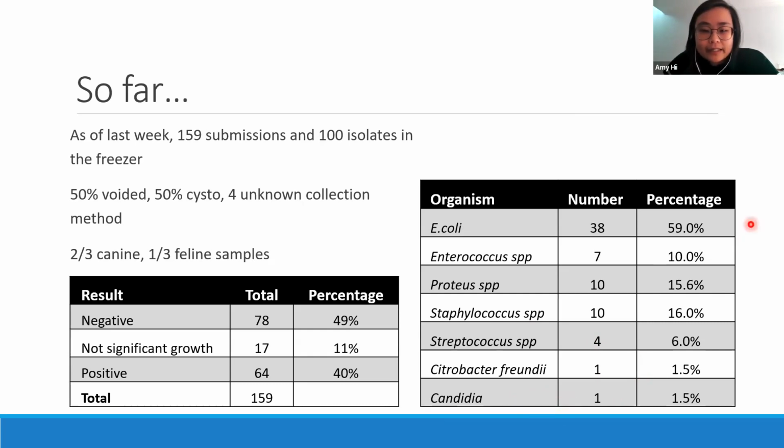Keep in mind that these percentages do not add up to 100%, as there are some samples that have more than 1 isolate, so this would be over 100% if you added them up. So 20% of the 69 positive cultures were mixed infections, so they had more than one isolate.